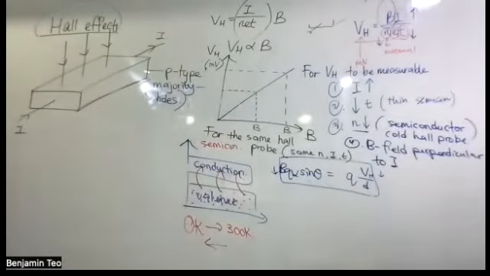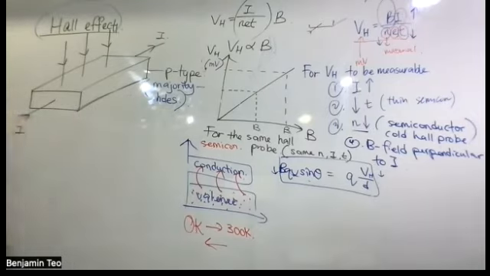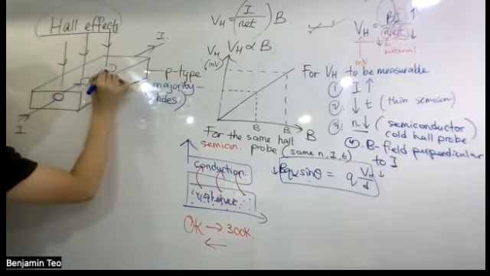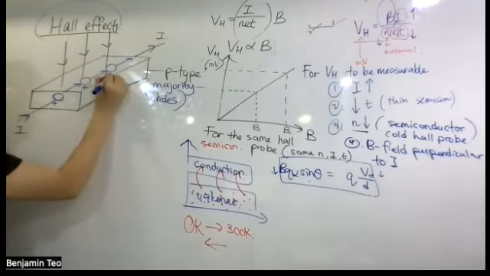Which direction are the holes flowing when I connect the current? See, the current is flowing here, and positive charge is in the same direction as the current. So the holes will flow in this direction. Positive charge, positive charge.